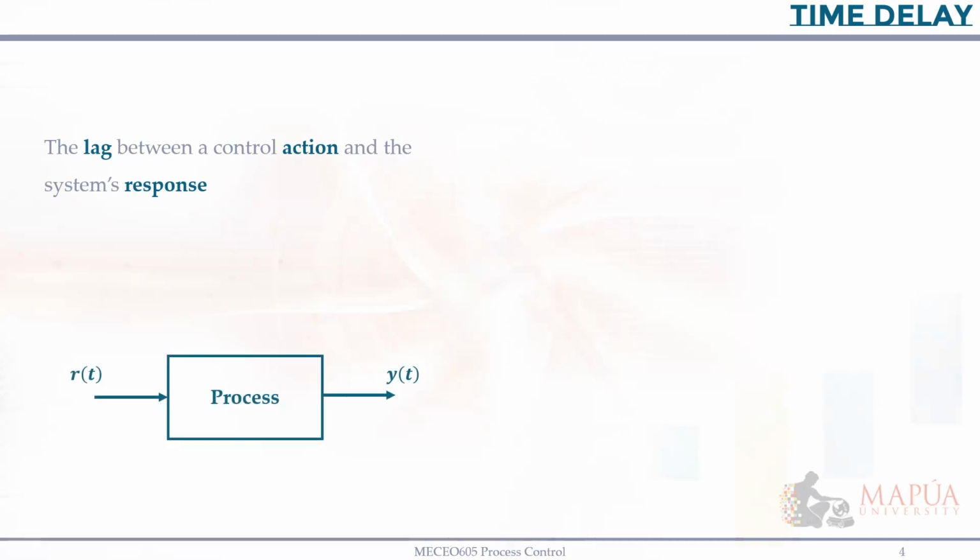Time delay is simply the lag between a control action and the system's response. So, for example, we have here a simple diagram. I have an input, R, as a function of time, and an output, Y, as a function of time. The delay is the lag between the input side and the output, the response of your system. So this process is your system.